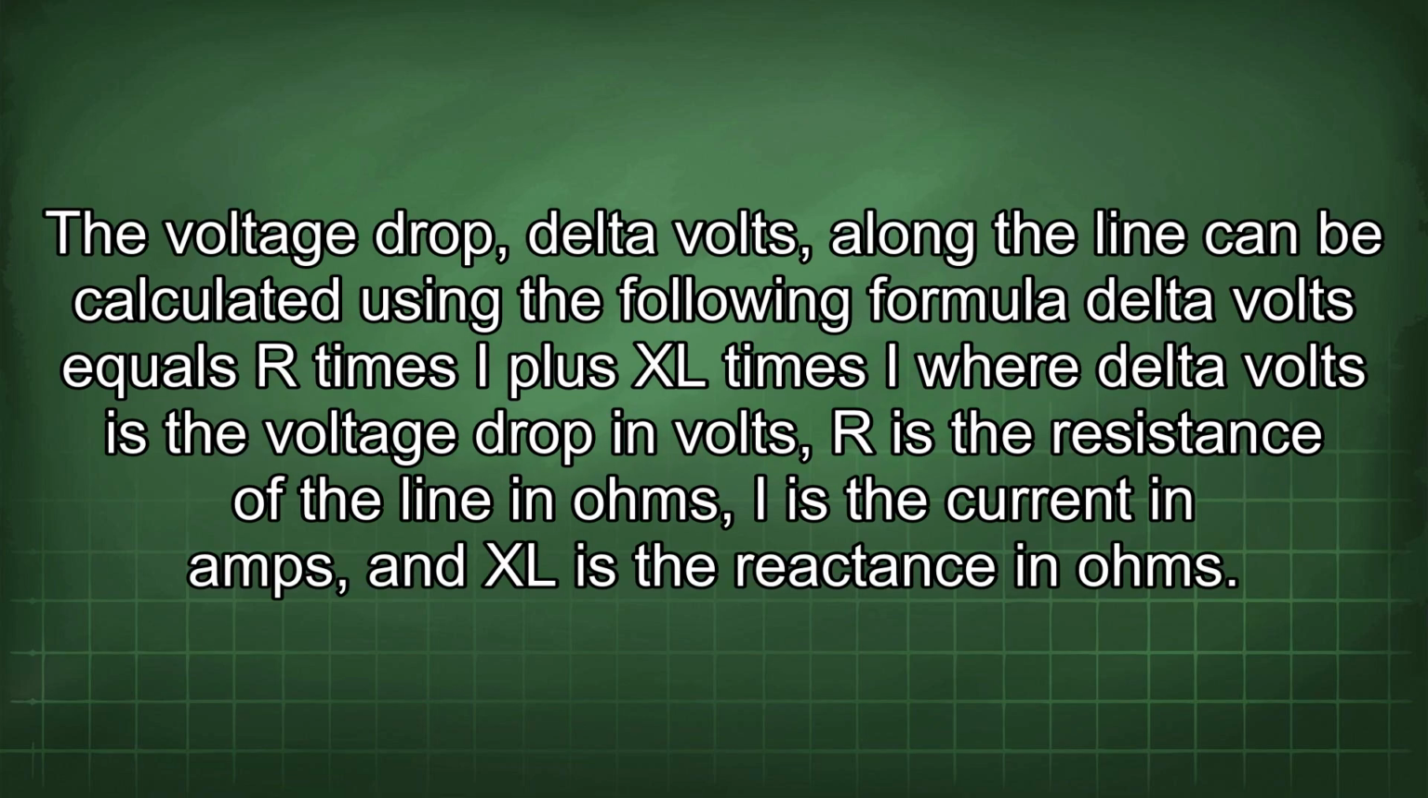The voltage drop, delta volts, along the line can be calculated using the following formula: delta volts equals R times I plus XL times I, where delta volts is the voltage drop in volts, R is the resistance of the line in ohms, I is the current in amps, and XL is the reactance in ohms.